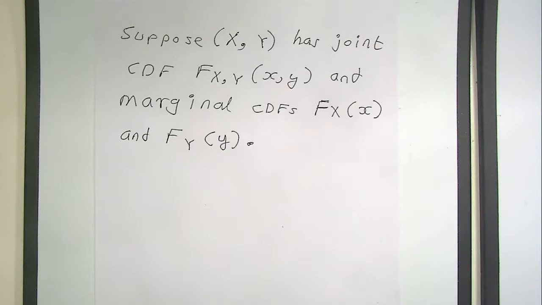Okay, suppose the random vector (X, Y) has the joint CDF F_{X,Y}. I think I talked about this notation before in the class. Capital F_{X,Y} denotes the joint CDF, and these two guys here denote the marginal CDFs, right? Okay.